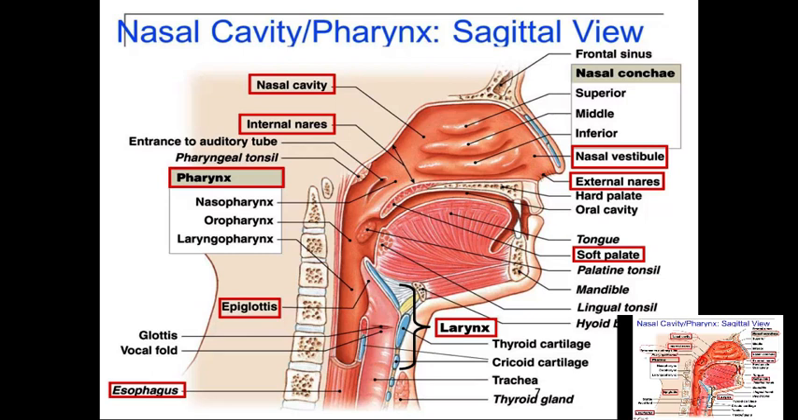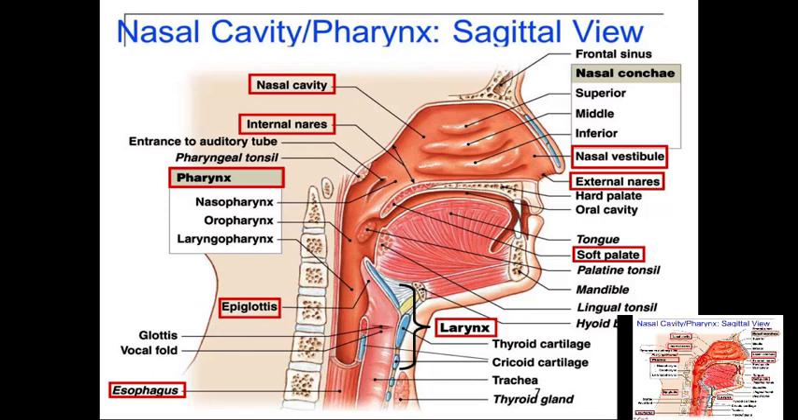In terms of the pharynx, we have three different divisions: the nasopharynx, oropharynx, and laryngopharynx. If you go all the way posterior to the nose and the back, this region right in here is the nasopharynx. When we follow through the mouth, this region here is the oropharynx. And when we find the larynx and go right back to the back at that region, that area is the laryngopharynx.